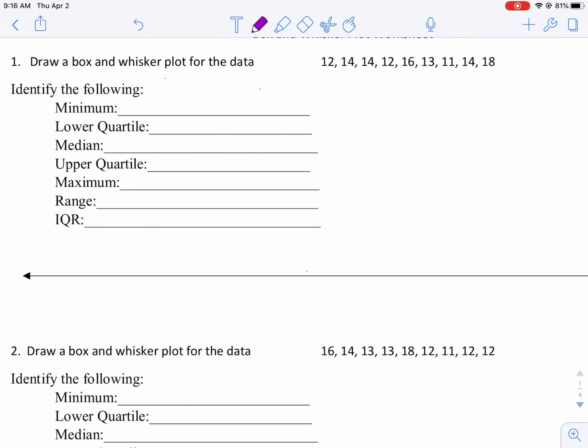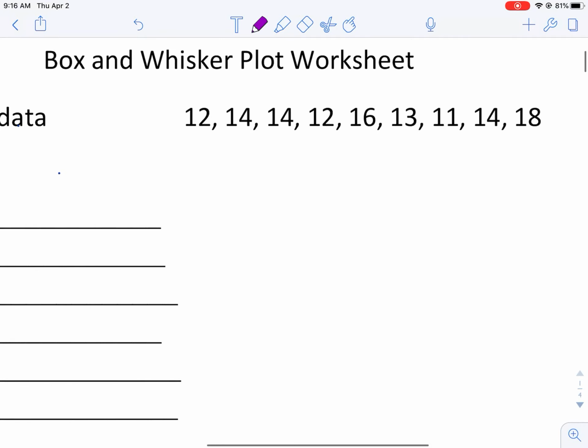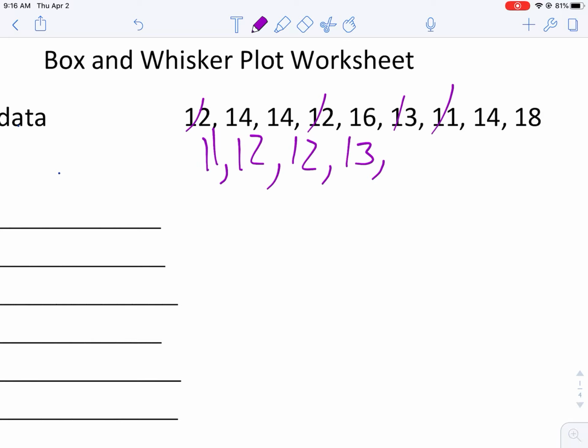Again, we want to make sure that we're following all this stuff. The minimum and the maximum are the first things I'm going to find, because I'm going to put these numbers in order. Okay, so first let's put the numbers in order. That should be what we should do all the time. We should go 11, 12, 12, 13, 14, 14, 14, 16, and 18.